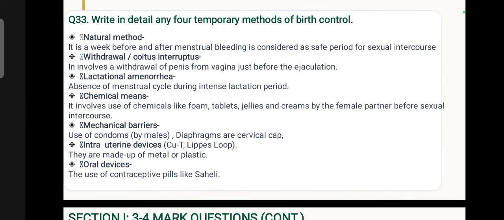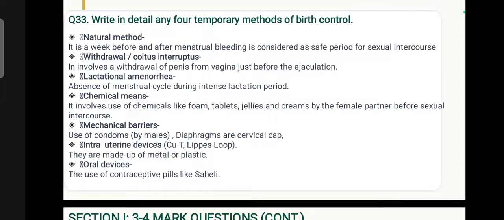Write in detail any 4 temporary methods of birth control. यहाँ पे मैंने बहुत सारे दिए हैं, आप इसमें से कोई भी 4 लिख सकते हैं depending upon your marks. Natural method: a week before and after menstrual bleeding is the safe period. Withdrawal or coitus interruptus, in which the penis is withdrawn from the vagina just before ejaculation.